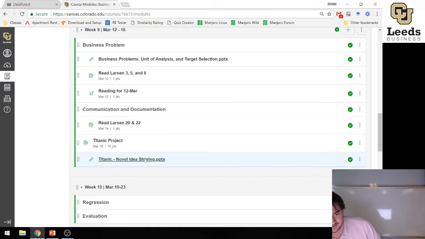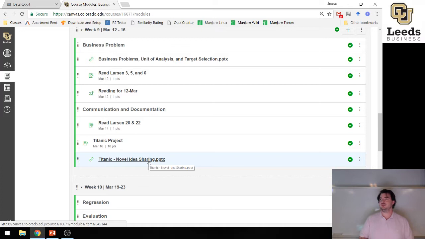The Titanic novel idea sharing has its first idea on it. The rough intuition, which I'm very impressed with, is that a group realized there might be some features that are predictive, namely what deck you're on and how far that deck is from the lifeboats. However, we don't have that data for every passenger. When we look at ticket numbers that have what room people are on, we only have that data for maybe 20 or 30% of passengers. The rest, we don't know what deck they're on.